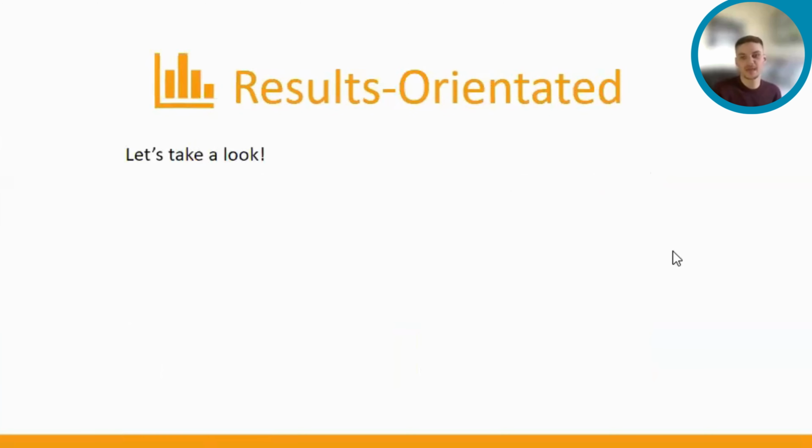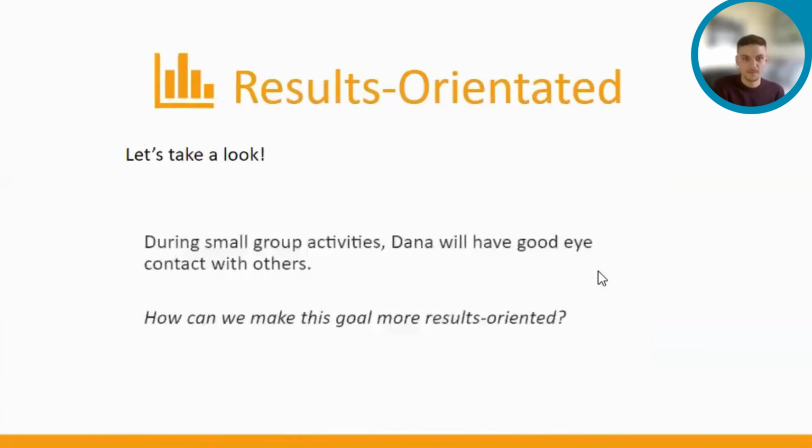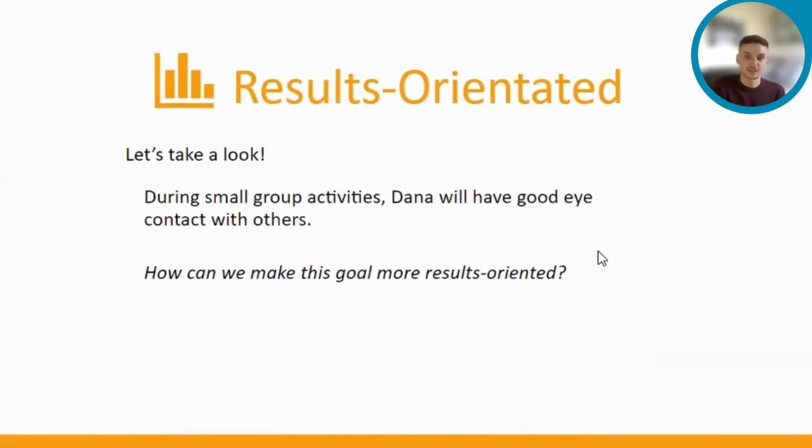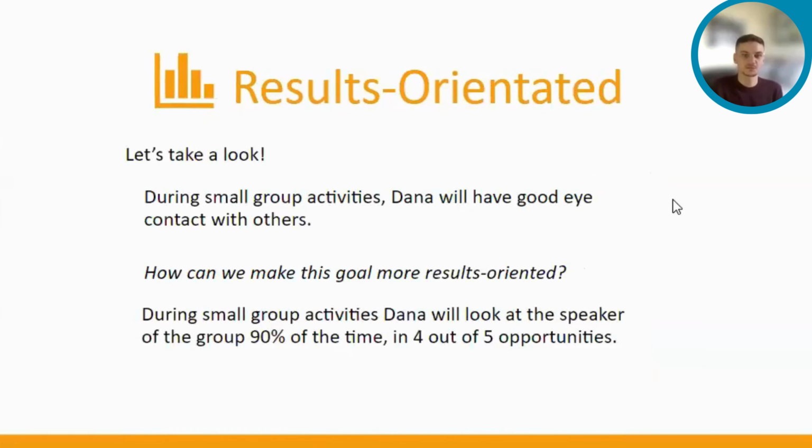So here's an example of what that might look like when we're writing a goal. During small group activities, Dana will have good eye contact with others. How can we make this more results oriented, so more relevant to her? During a small group activity, Dana will look at the speaker of the group 90% of the time in 4 out of 5 opportunities. So there we go, a little bit more results oriented. We've identified what we're trying to look for in this goal.